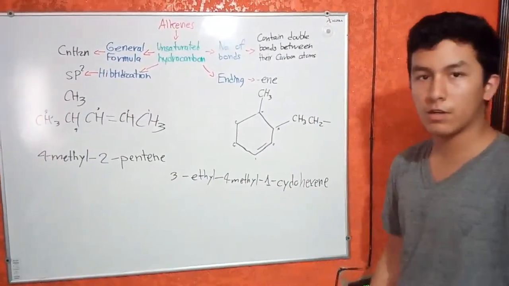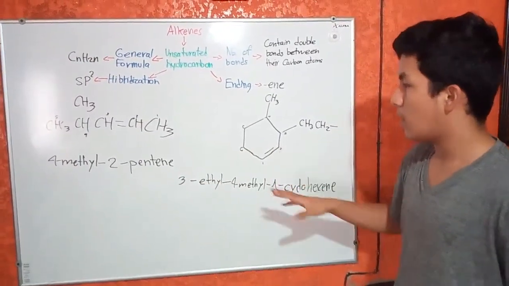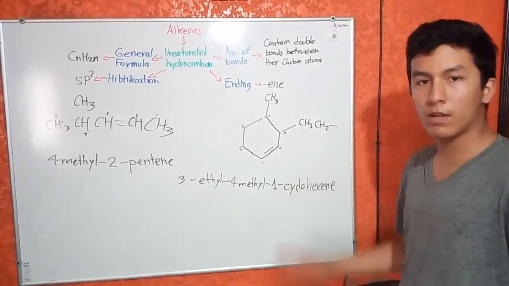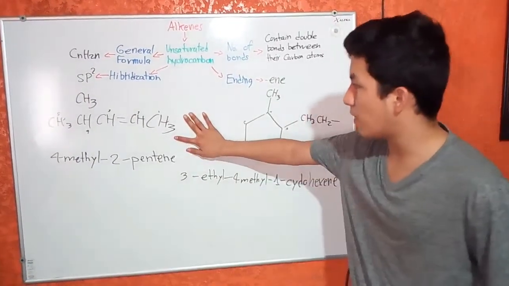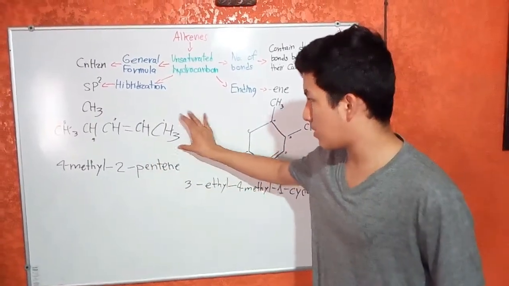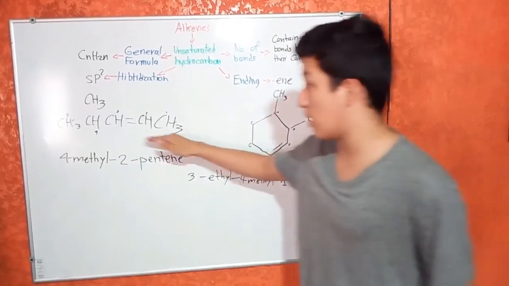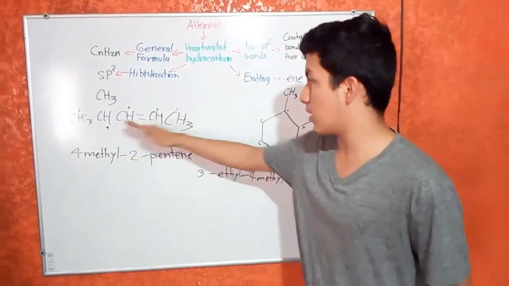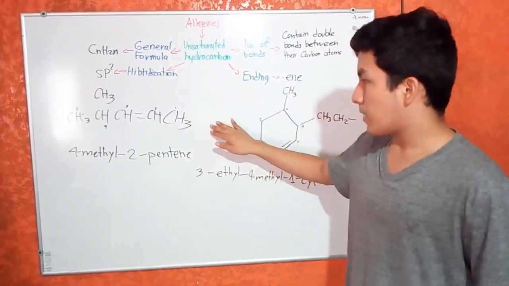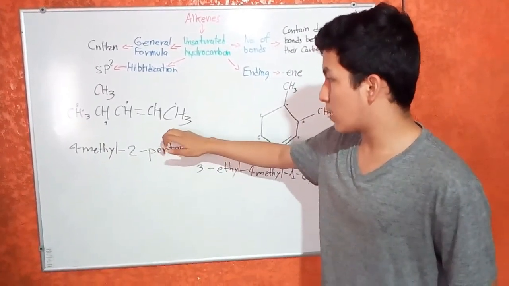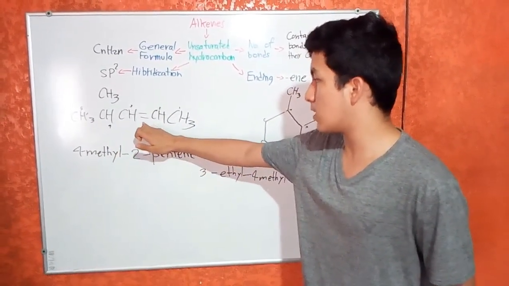But we also must learn how to name their different compounds or structures that we can find maybe on the exam or somewhere else, and to name them correctly. When we have a structural formula, we must identify the main chain where the double bond is located. It must be linear. It cannot be linear and then turn left, turn right, or go up, go down. Then we must start counting from the side where the double bond is nearest.